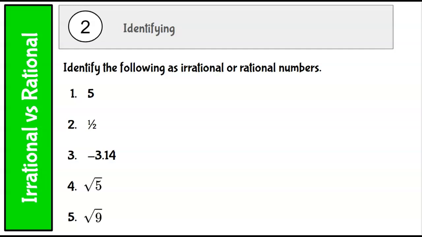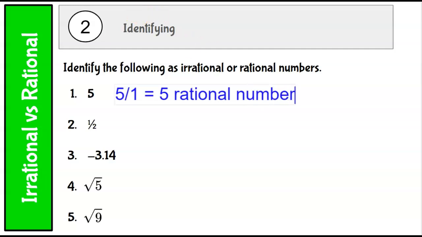All right, so whether these are irrational or rational. First we start with the number 5. Can 5 be written as a ratio of integers? It can. 5 over 1 is the same thing as 5. And so that makes it a rational number. How about 1/2? Well, it's already a ratio of two numbers. Rational number. If you turn it into a decimal, you get 0.5.